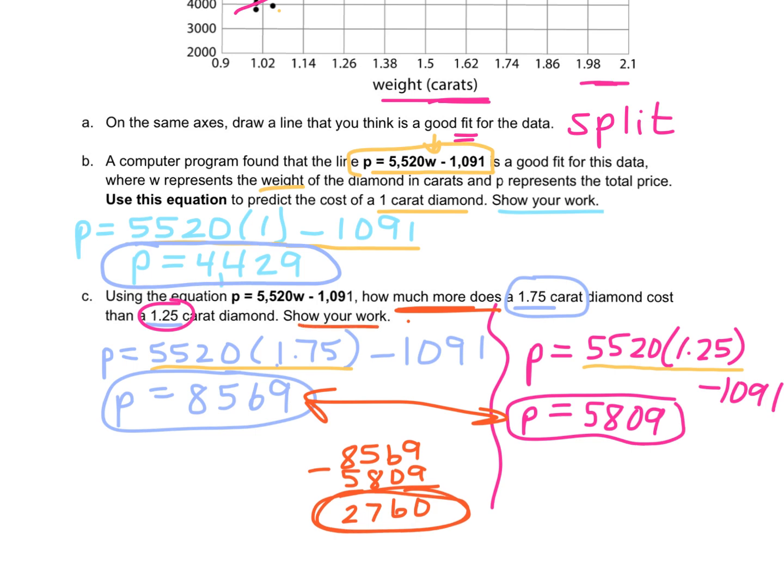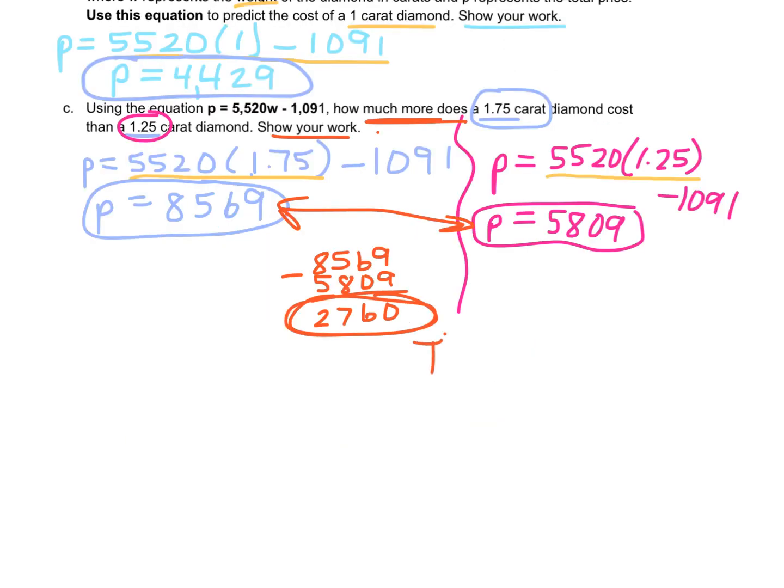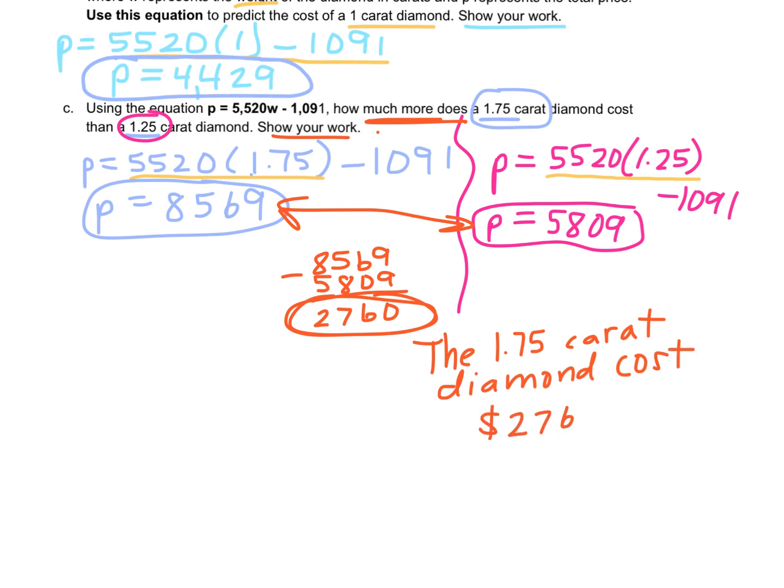So my final answer. It's saying show your work, so I want to explain my answer. So I might write a statement there. I'll say the 1.75 carat diamond cost $2,760 more than the 1.25 carat diamond.